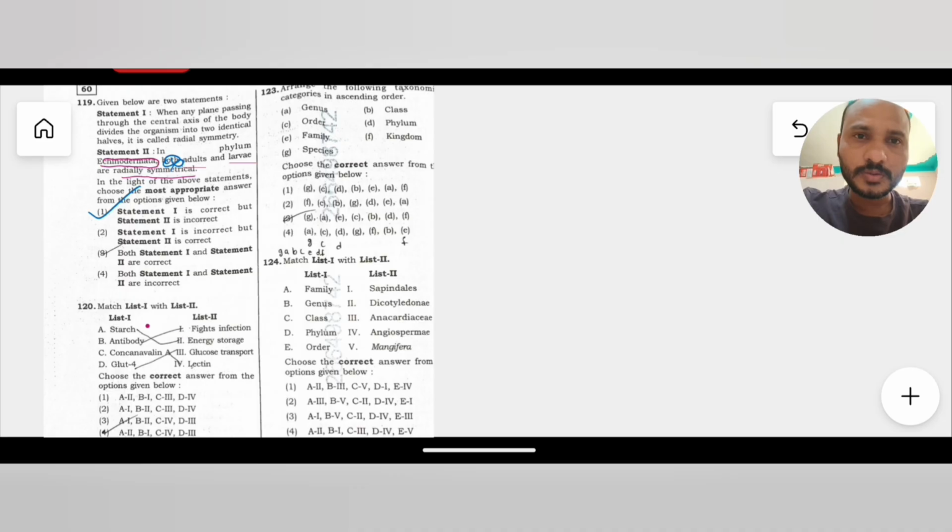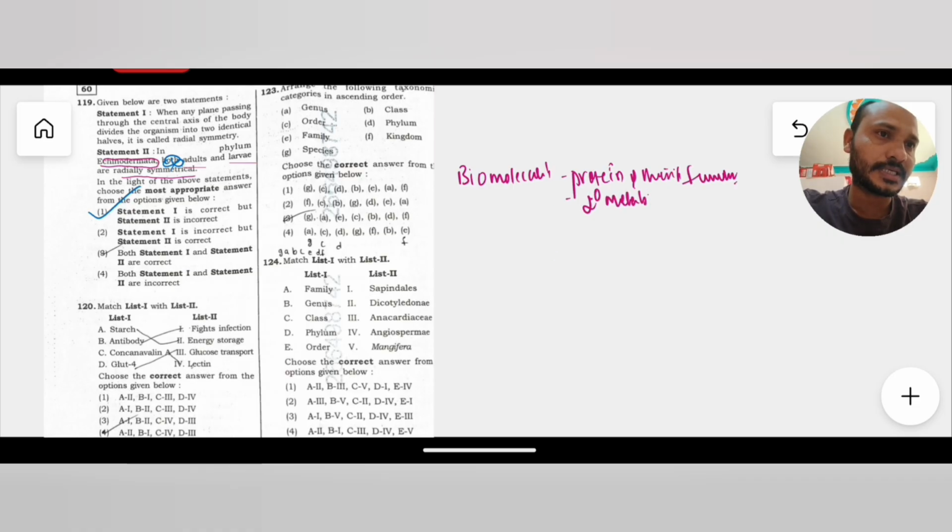This is a match-the-following question. In list 1 we are given starch, antibodies, concanavalin and GLUT4, along with their roles. These questions come from biomolecules, generally framed from proteins, in the table of proteins and their functions. Also, these questions come from secondary metabolites. Let's start the explanation.